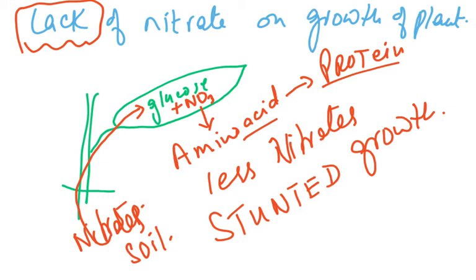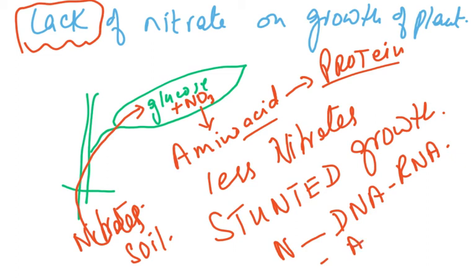Also, nitrogen is also needed for DNA, for RNA, and for the ATP molecule. So nitrates are needed for a lot of very basic molecules which are needed for making a new cell.